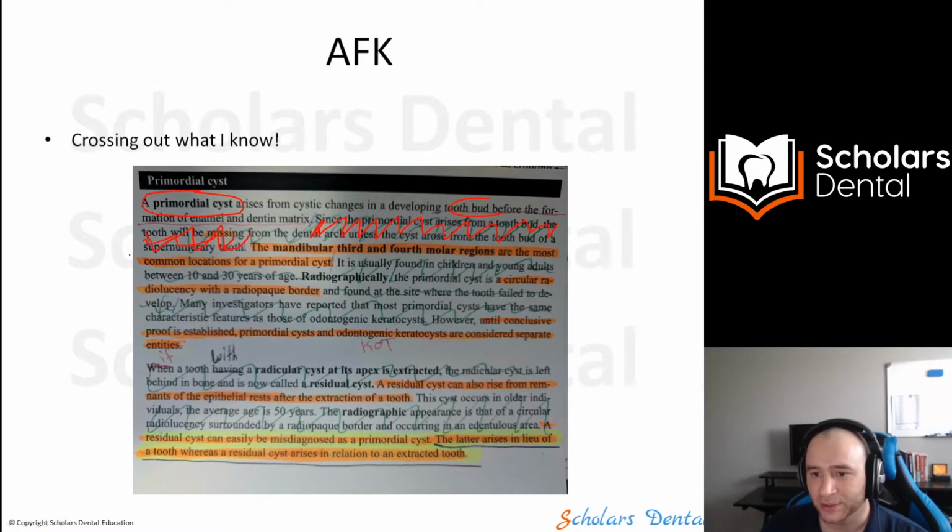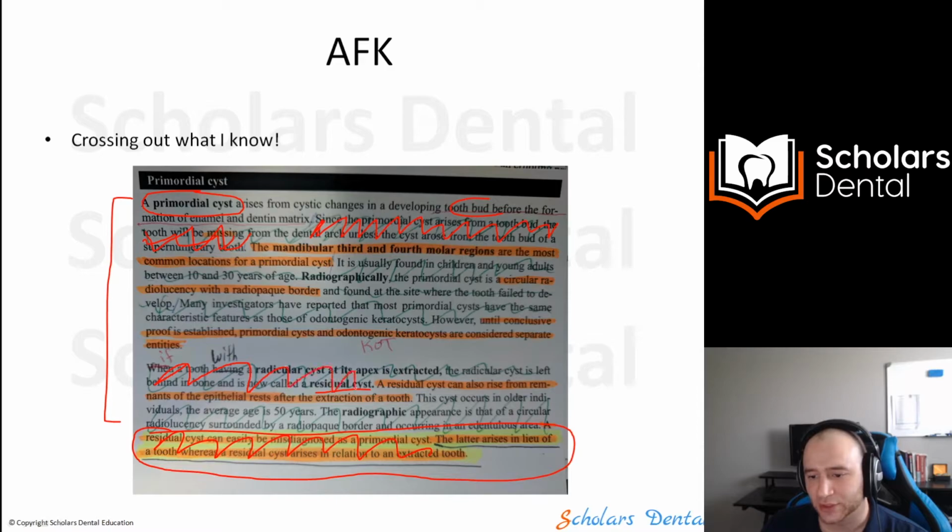So I only come to this card. Instead of reading all of this, I'm only reading this here. Okay, even this became easy, so that's why I'm like, I'm done with that. So when a tooth with a radicular cyst at the apex is extracted, the radicular cyst is left behind in bone and is now called a residual cyst. I know that so well, so I don't need to think about this again. I know that, so I crossed it out. So now instead of spending 10 minutes on this, I spend 10 seconds probably finishing this card.